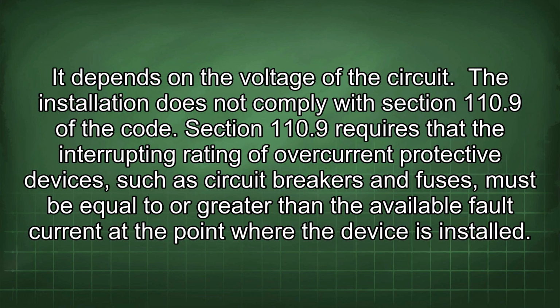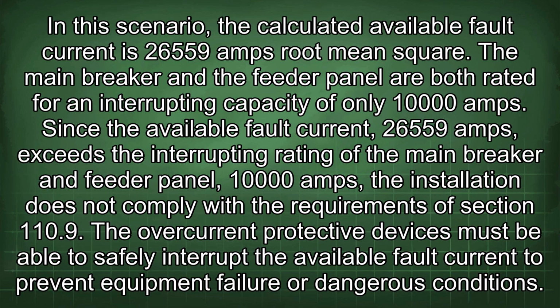The installation does not comply with Section 110.9 of the code. Section 110.9 requires that the interrupting rating of overcurrent protective devices, such as circuit breakers and fuses, must be equal to or greater than the available fault current at the point where the device is installed. In this scenario, the calculated available fault current is 26,559 amps root mean square.